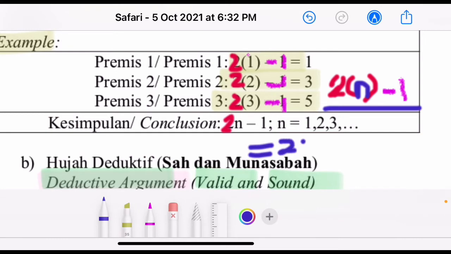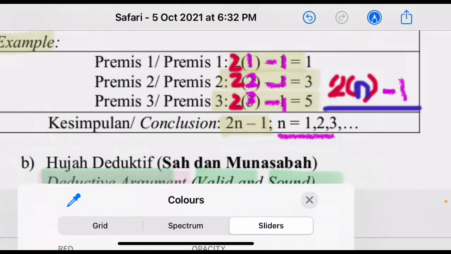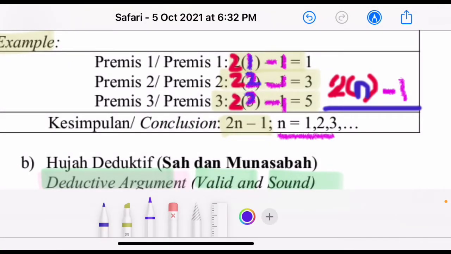Please don't write like this. This is wrong. Make sure you don't write like this either. This is totally unacceptable. It's a statement, just a statement like this. Then you have to state the n values. The n must be written down. So n equals 1, 2, 3, and 3 dots, which is always the norm. Follow the premises given.